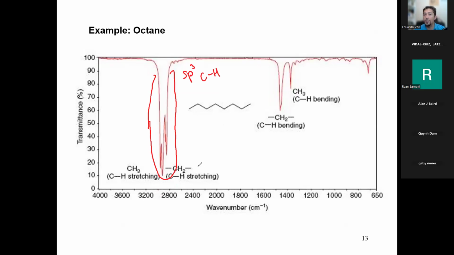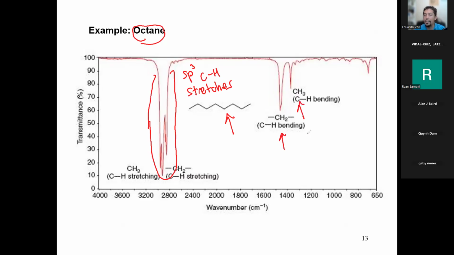How do I know it's sp3? Because I was told this is octane. And here's the structure of octane right there. It's just carbon with 4 bonds everywhere. All of it is sp3. There is only carbon hydrogen. The stalagmites are sp3 CH stretches. So far, so good? And you see there's no other signals, right? There's nothing here. And finally, we get a signal at around 1450.